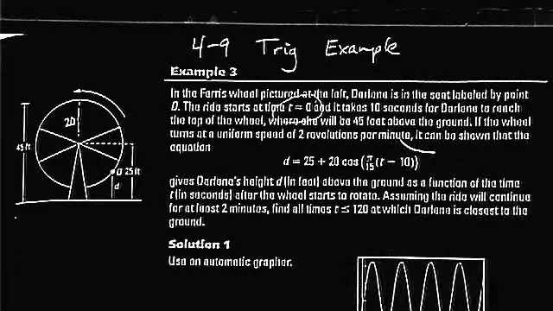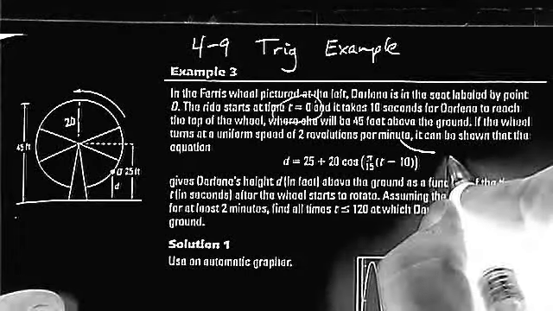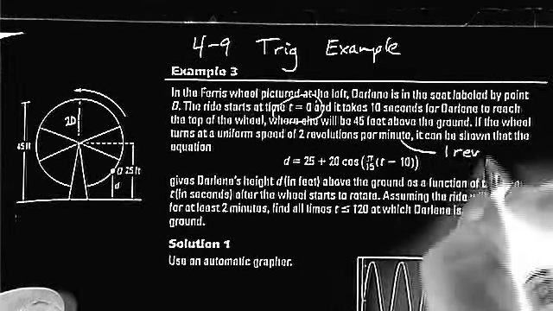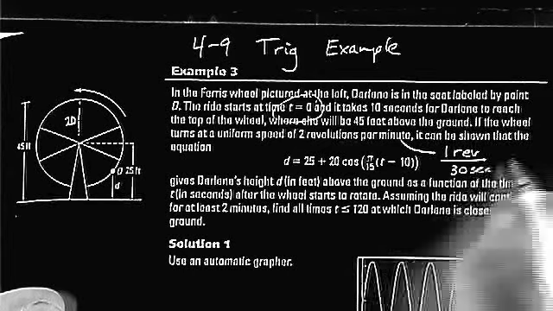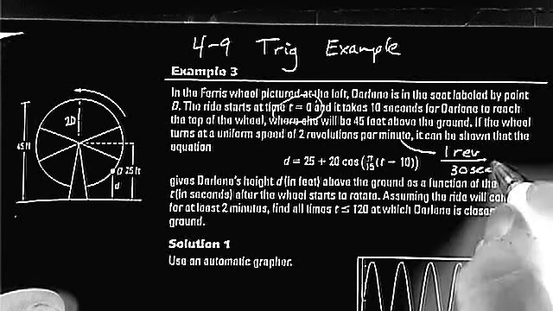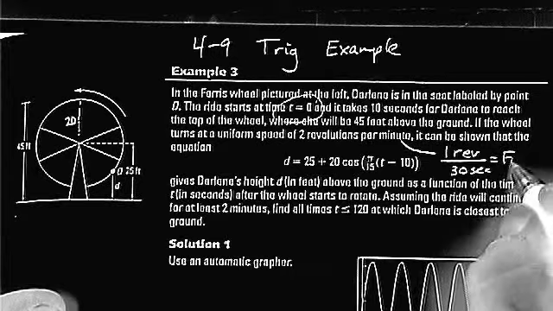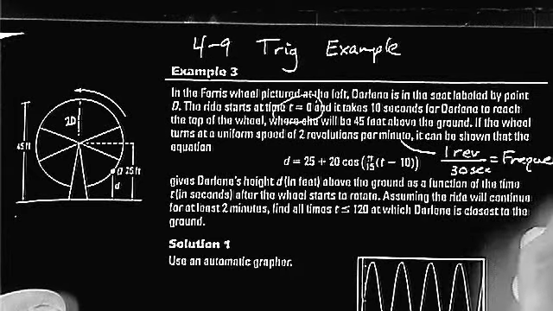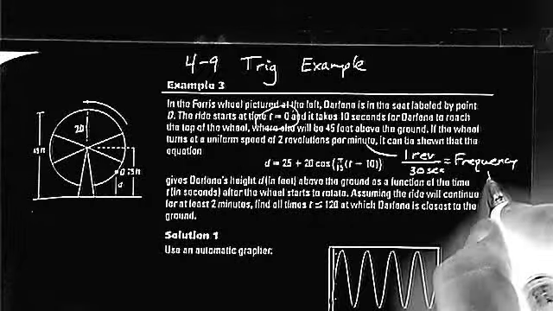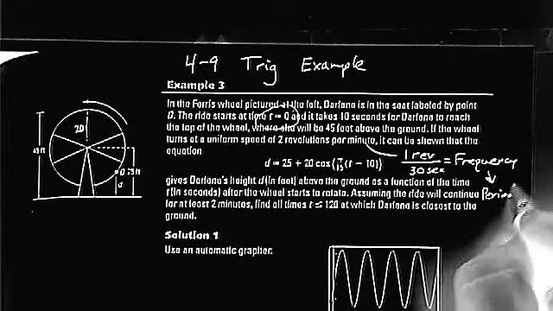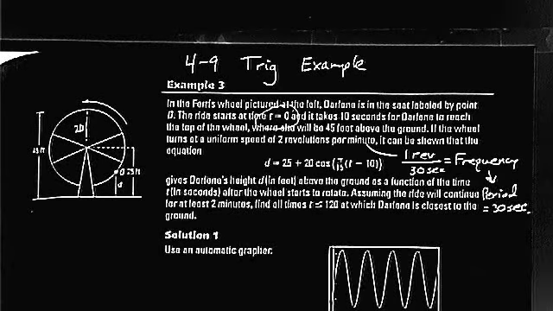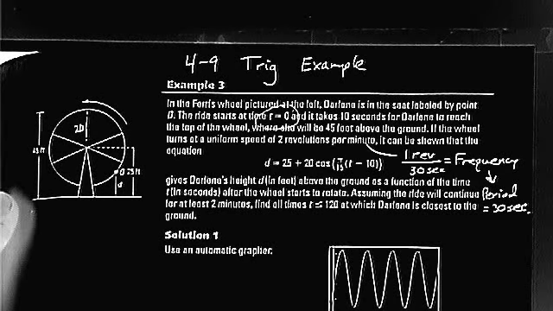Well, now what's that telling me? 2 revolutions per minute. That means 1 revolution in 30 seconds. So that sounds like the frequency. We know that the frequency has a reciprocal relationship with the period, so that must mean that the period is 30 seconds. It takes 30 seconds to go around the wheel one time. Alright?